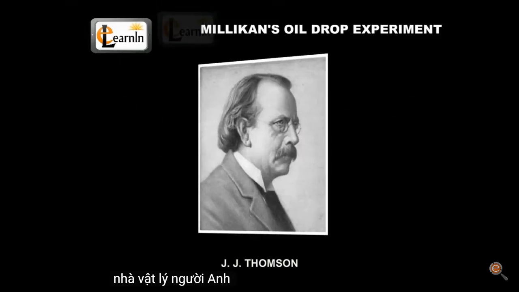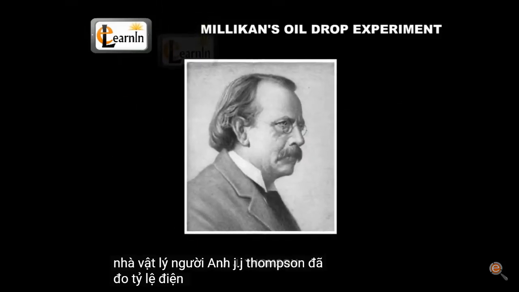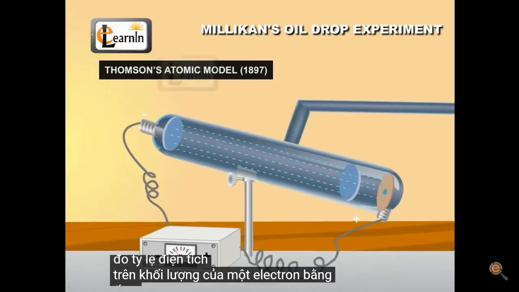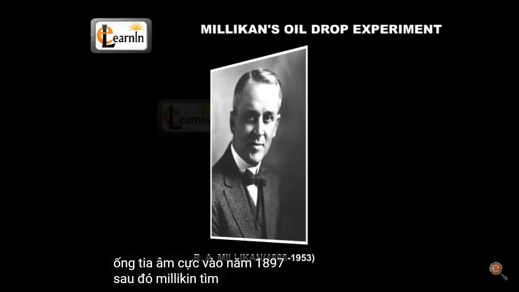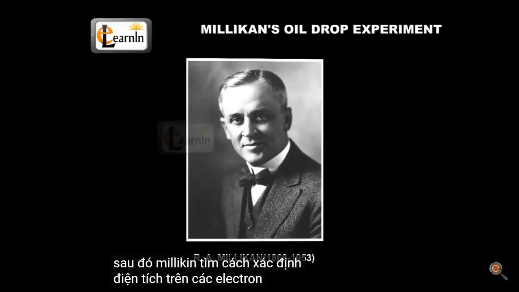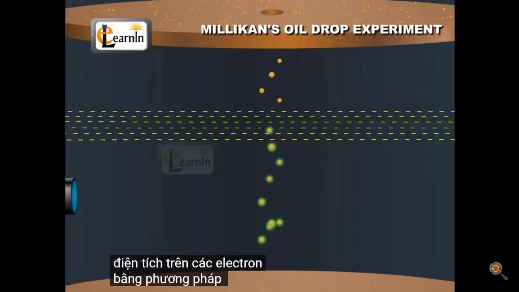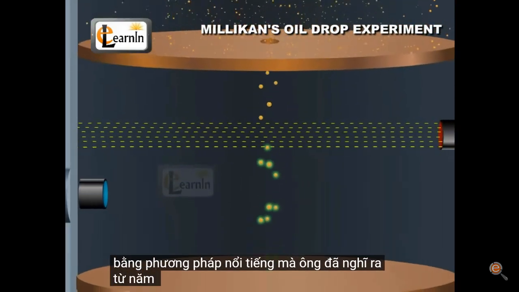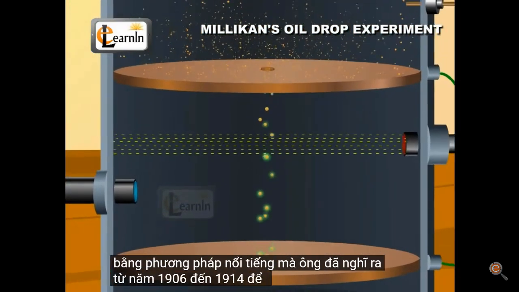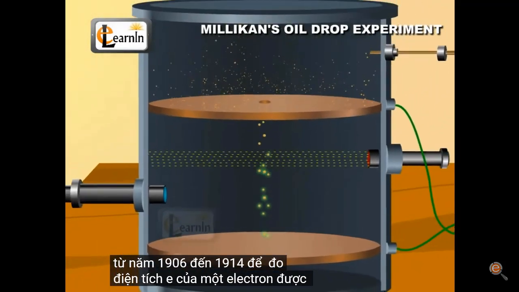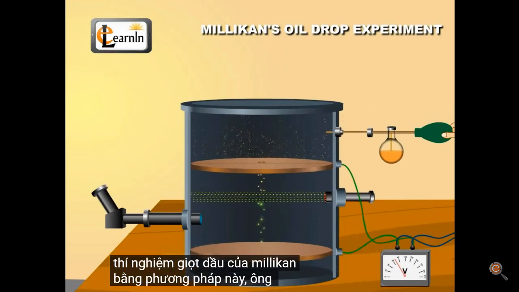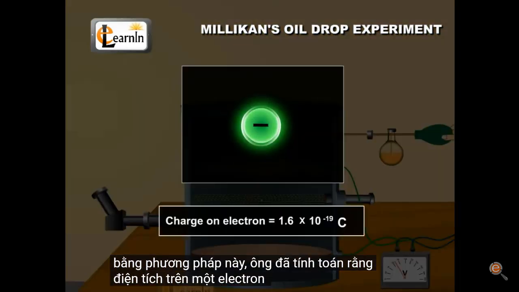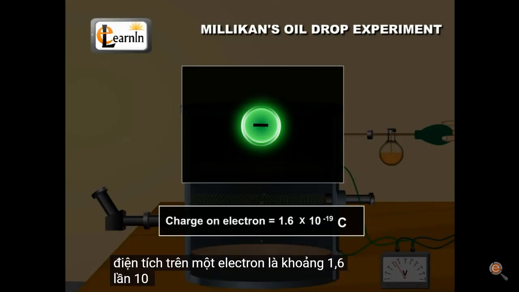British physicist J. J. Thomson had measured the ratio of electrical charge to the mass of an electron using a cathode ray tube in 1897. Later, R. A. Millikan looked to determine the charge on the electrons. The famous method that he devised between 1906 and 1914 to measure the charge e of an electron is known as Millikan's oil drop experiment. Using this method, he calculated that the charge on an electron was about 1.6 times 10 power negative 19 coulombs.